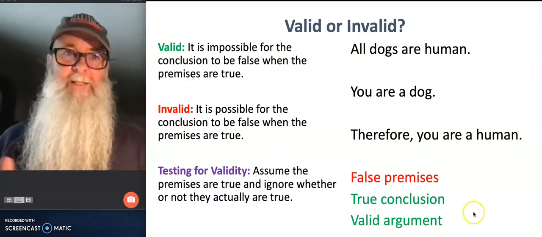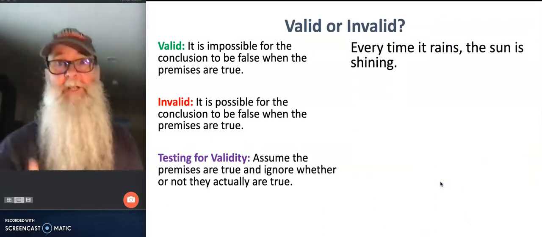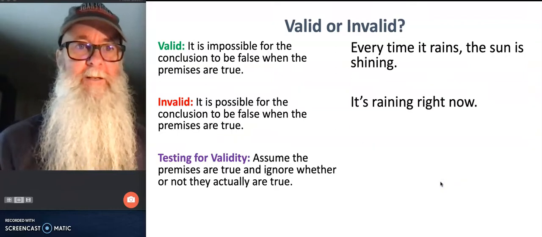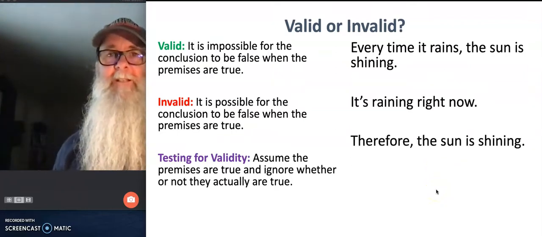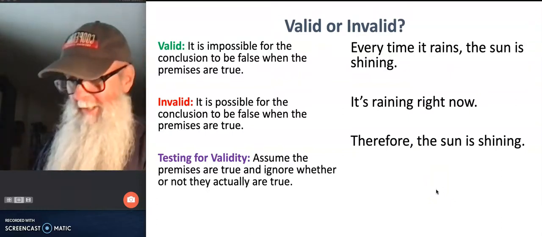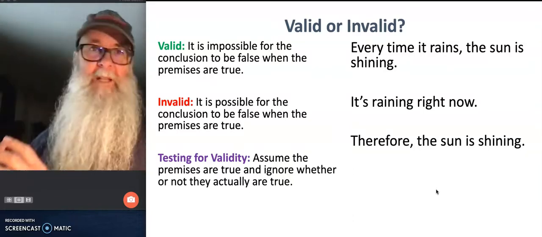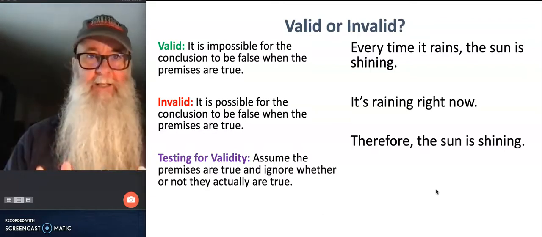All right, let us look at just, I think, one more. Oh, no, we'll have two more. All right, here's another argument for you. Every time it rains, the sun is shining. It's raining right now. Therefore, the sun is shining. And so the question you have to ask yourself is, all right, I'm not going to look out my window to determine what the weather is because I don't care what the actual truth values of the premises are. What I care about is this.